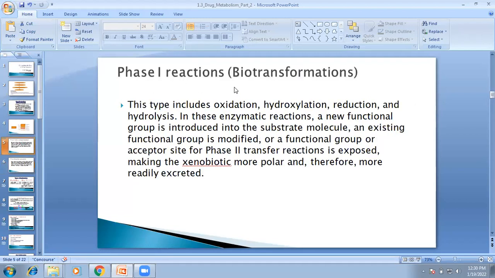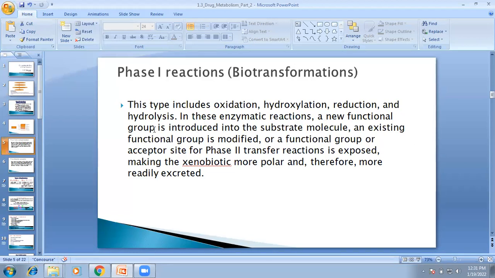Now, phase 1 reaction is also known as biotransformation. Actual transformation or actual enzymatic reactions happen in this process. That's why phase 1 reactions are known as biotransformation reactions. Now, what type of reactions are involved in phase 1? It will include oxidation, hydroxylation, reduction, hydrolysis. Through these enzymatic reactions, a new functional group is introduced into the substrate molecule.